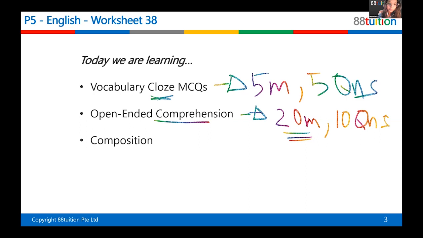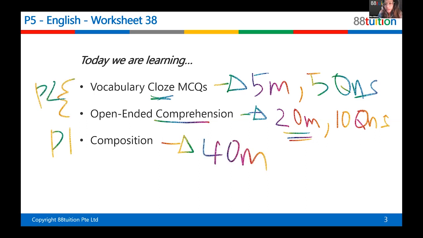And composition is how many marks? Paper 1. This is Paper 1, right? 40. Yes, these two are Paper 2. Yes, good, thank you. It's 40 marks and it's split into 2 areas. You're marked for 2 areas. What are the 2 areas?